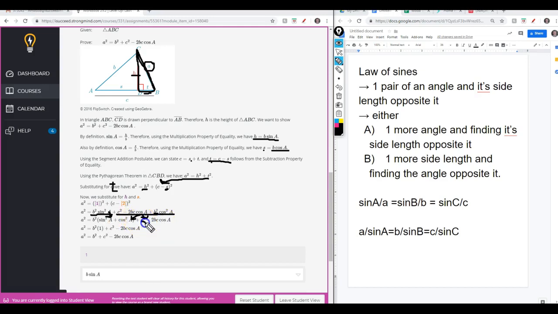And then they just brought this down to right there. And then they had b squared times 1 is just b squared. So then they had b squared plus c squared minus 2bc cosine of A. And so that's how they stepped through the rest of that proof.